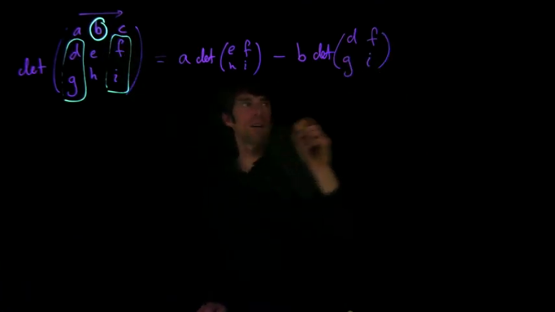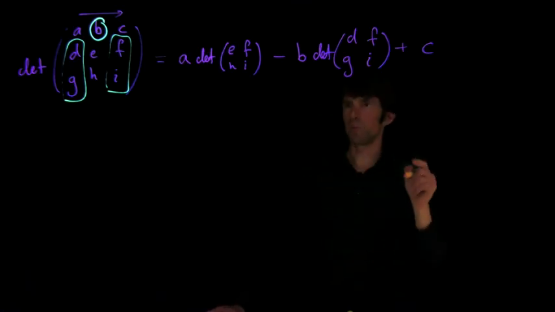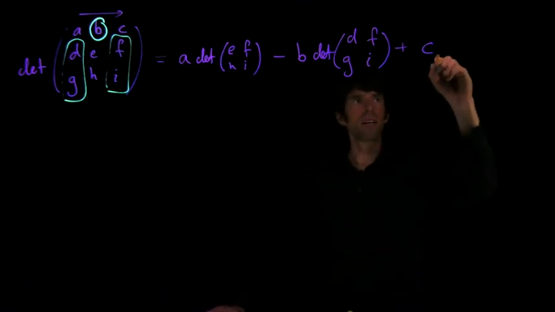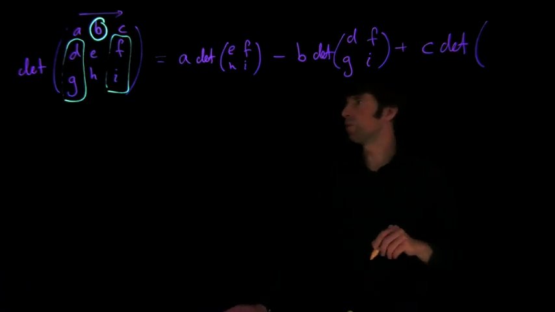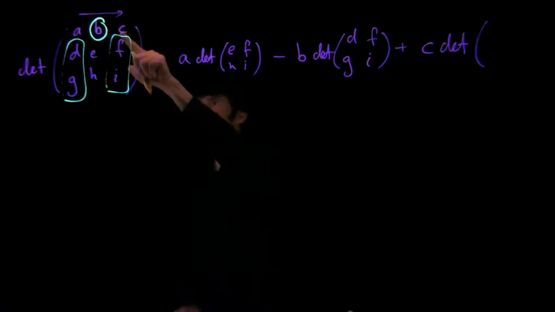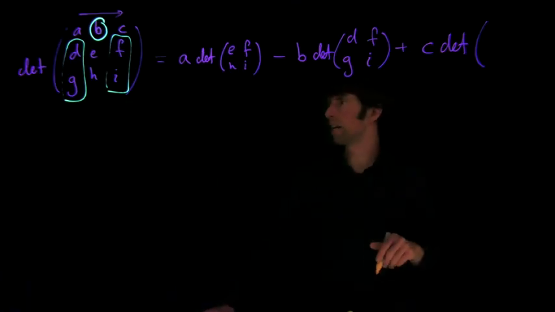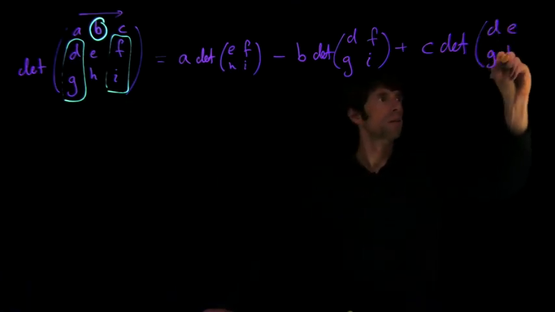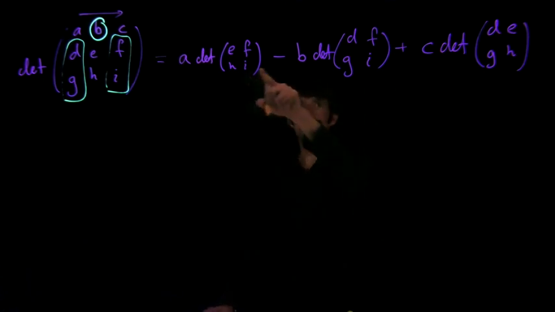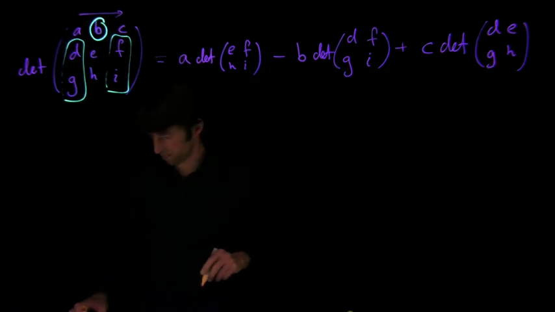And then I keep on walking across, and my sign alternates with each step. So now it's a plus sign, c times the determinant of the 2 by 2 matrix that's complementary to c. So if c is in the upper right, I take the lower left 2 by 2, and I have d, e, g, h. And we know the formulas for these 2 by 2 determinants. So this is the 3 by 3 case.